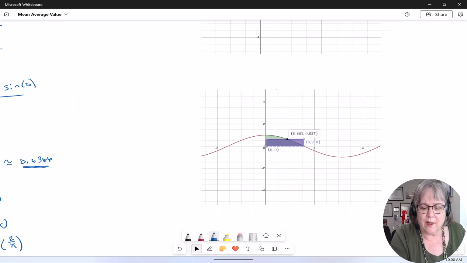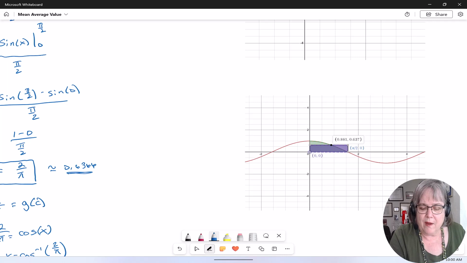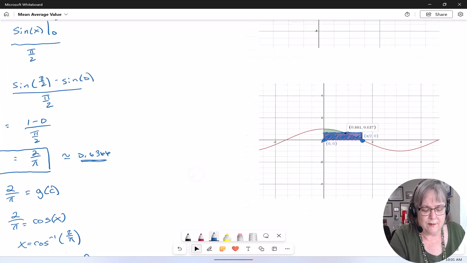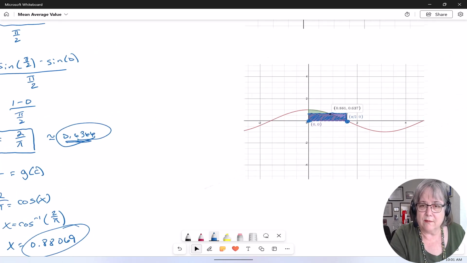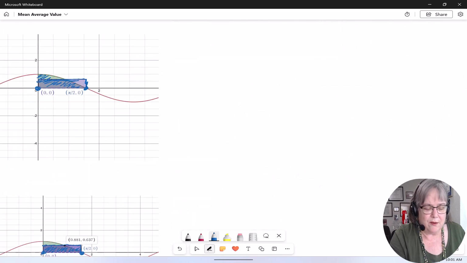So if you look right here, here's 0, 0, here's pi over 2, right? This is the rectangle that has the same area as the curvature area, right? And see, here's your 0.881 and 0.637. Okay, so here's your 0.637, 0.881, right? Okay, here you go. Let's do another.